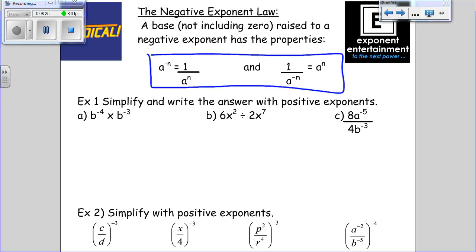So what's our rule when we have multiplication? We add the exponents. So if we want to combine these two, we would have to add the exponents. Negative 4 plus negative 3 would give me b to the power of negative 7. So the first step is combine things you can combine, like that.